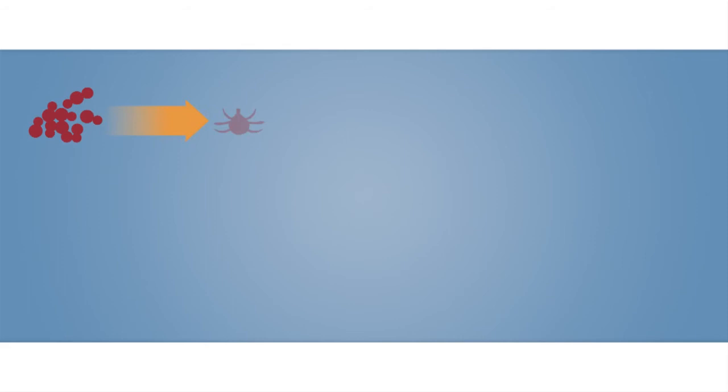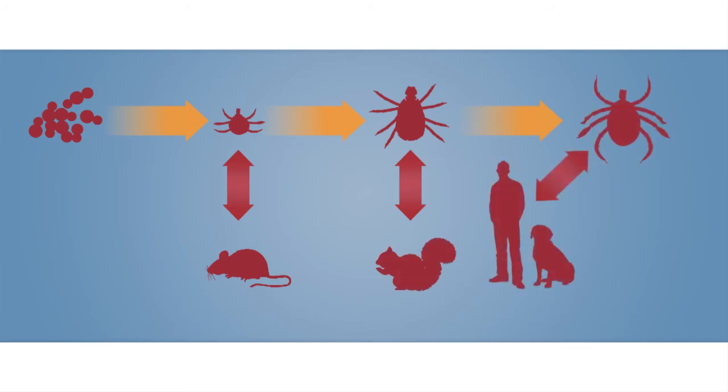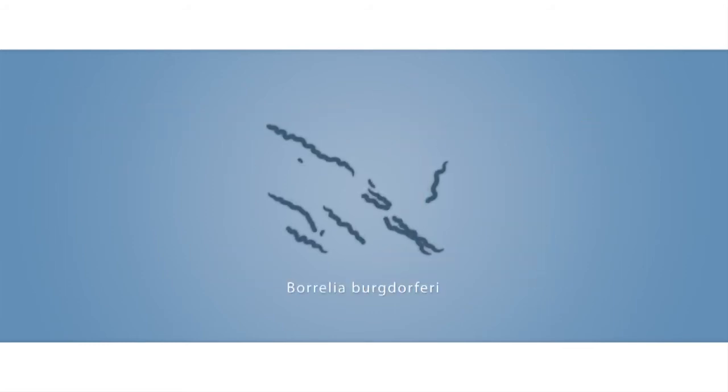Within vector populations, transstadial and transovarial transmission are the two major forms of transmission. In transstadial, stage-to-stage transmission, a pathogen is maintained in the vector as it develops from one life stage to the next. For example, transstadial transmission occurs in Lyme disease.